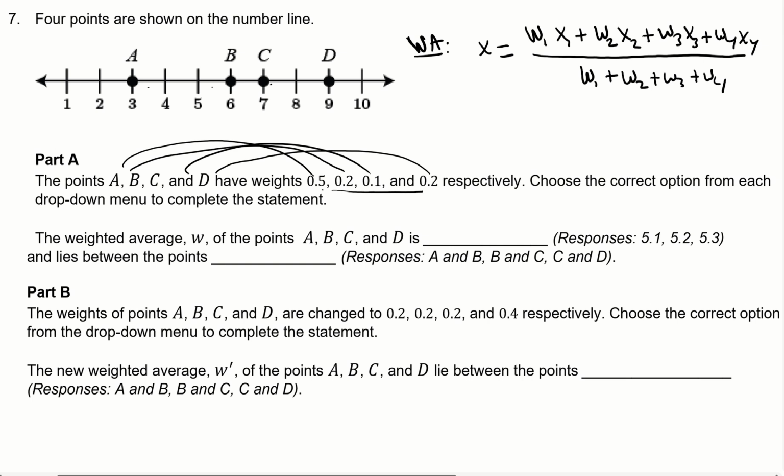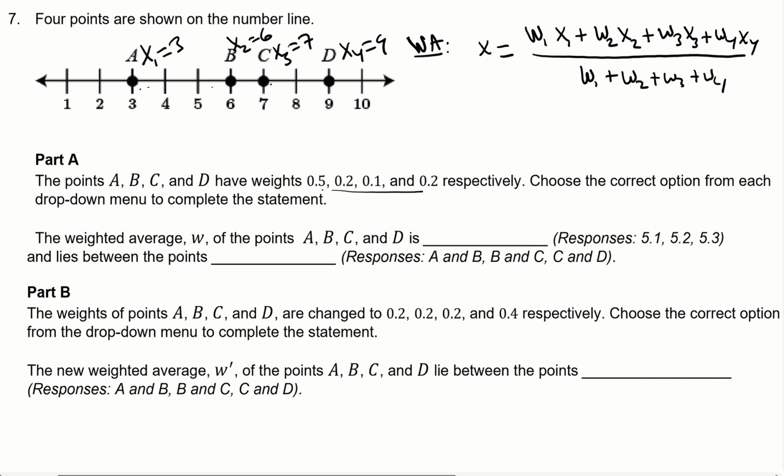But here we have 4 X's, 4 coordinates. Now this is X1, which is equal to 3. This is X2, which is 6. This is X3, or 7. This is X4, which is equal to 9. So we got the X coordinates and we got the weights. Let's call this W1, W2, W3, and W4 here. All we got to do is just plug it in, right?